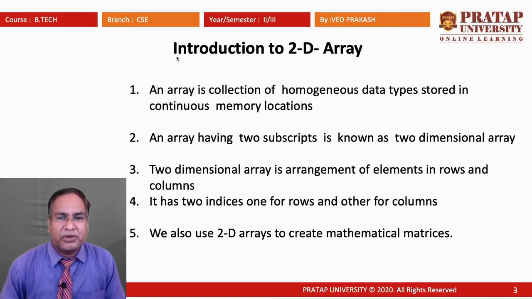Now, introduction to two-dimensional arrays. Basically, we know that an array is a collection of homogeneous data types stored in continuous memory locations. An array having two subscripts is known as a two-dimensional array. A two-dimensional array is an arrangement of elements in rows and columns. It has two indexes, one for row and the other for column.